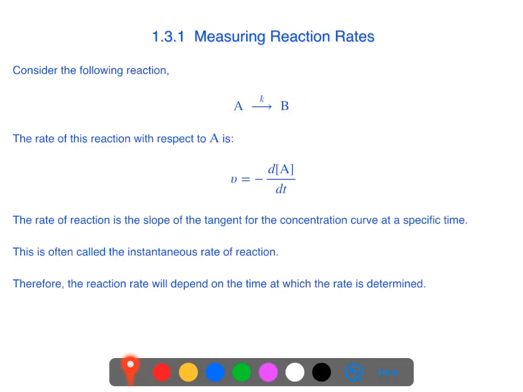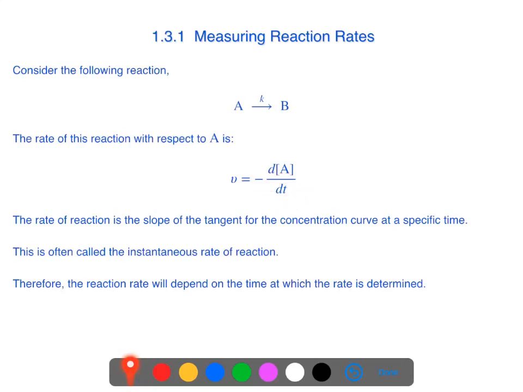Now, the rate of this reaction with respect to A can be expressed using this expression. So the rate of the overall reaction with respect to A is equal to minus, which reflects the consumption of A during the course of this reaction, and the change in the concentration of A with a change in time, dA/dt.